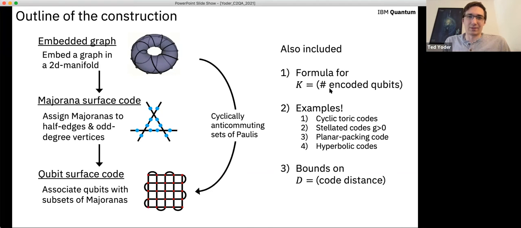Now also, important properties of these codes can be described in terms of properties of the embedded graph. So for instance, we have a formula for the number of encoded qubits, and we also have some bounds on the distance. And then between those two, I'm going to give a lot of examples, which I think is probably the coolest part of the talk, just to see some pictures.